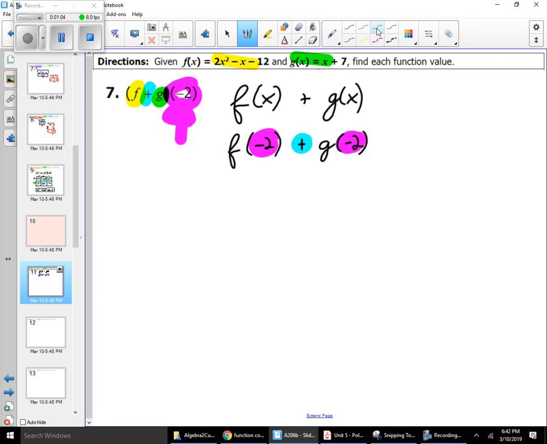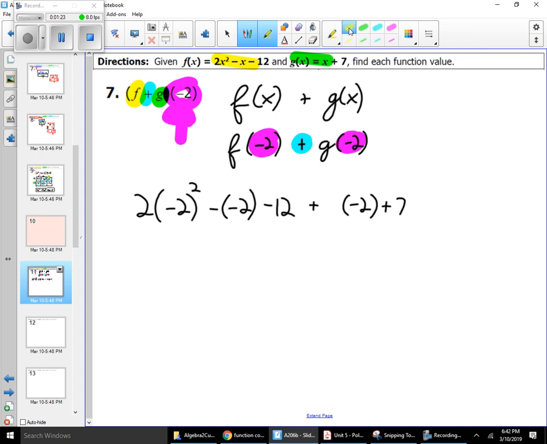F of -2, well, that means we're going to take f of x, and everywhere we see an x, we're going to replace it with a -2. So that's f of x. G of x, x plus 7. So note there's a lot going on the board here, but these three terms are all coming from f of -2. That's our f function. These two terms are coming from g of -2, our g function. And what I'm doing with these two things is adding them together.